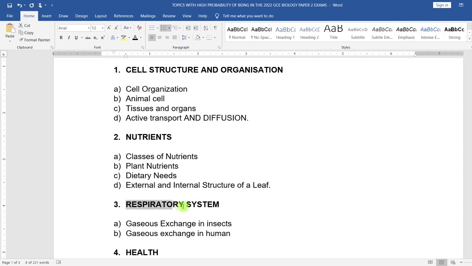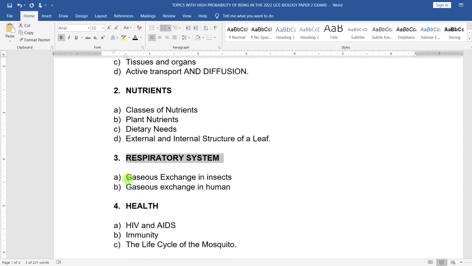Then on the topic of the respiratory system, I haven't seen a question on gaseous exchange in insects. So you need to study gaseous exchange in insects, guys. Also gaseous exchange in humans. Under gaseous exchange in humans, you have to zero in specifically on the alveoli, how gaseous exchange occurs in the alveoli, and also in the lungs itself.